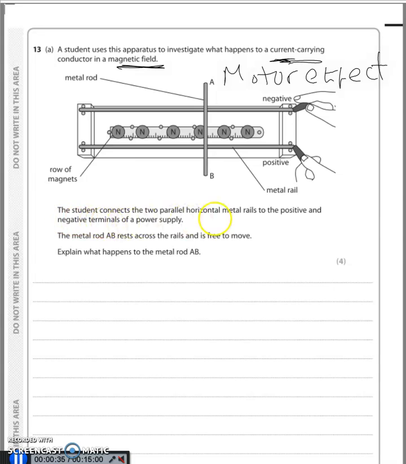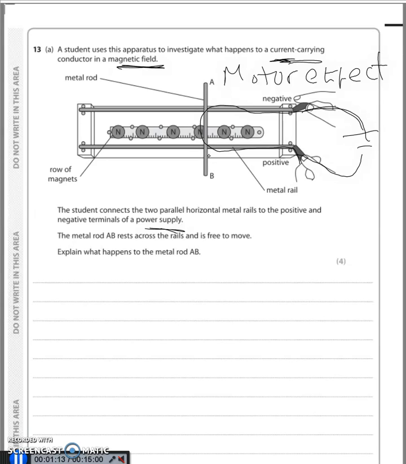So it says the student connects two parallel horizontal metal rails to positive and negative terminals of a power supply. So you've got a power supply of some kind over here, and it's forming a loop with this metal rod AB. So you've got a complete loop here. So you have a circuit. So you've got current flowing through this metal rod A and B. So it said explain what happens to the metal rod A and B. Okay, so it's the motor effect. So the chances are it's going to move, but we just need a bit more detail about which way it's going to move.